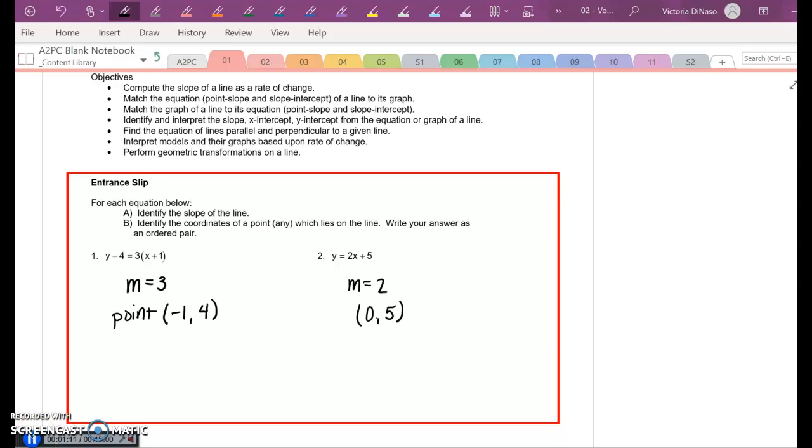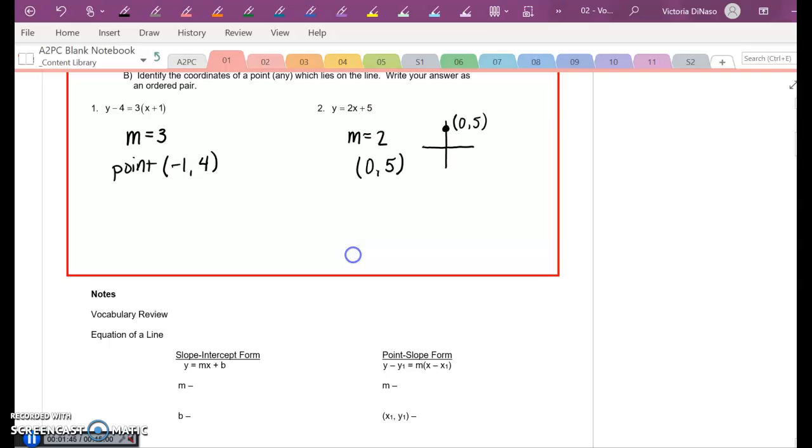Number 1, this is written in point-slope form. So our slope is 3. Therefore we have m, which represents slope, equals 3. And then we have this point that's on the line at (-1, 4). In number 2, we have our slope, which is 2, and then we have our point that is on the line, (0, 5), and I know that it's (0, 5) because of that 5. That 5 is going to be the y-intercept, and the y-intercept intercepts the y-axis at (0, 5). This is just some Algebra 1 review.